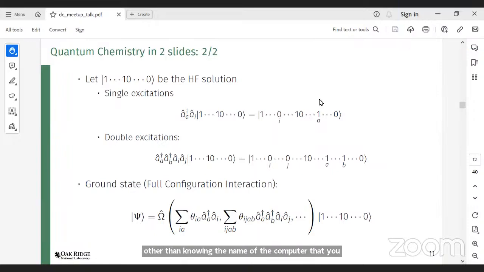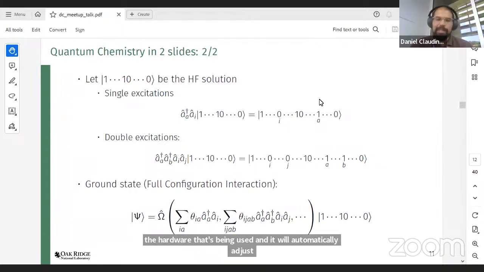Wow, that's incredible. That's awesome. So basically you're saying all we have to do is recognize the hardware that's being used and it will automatically adjust. Yes. That's wonderful.